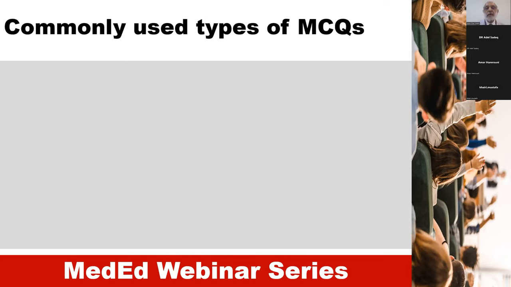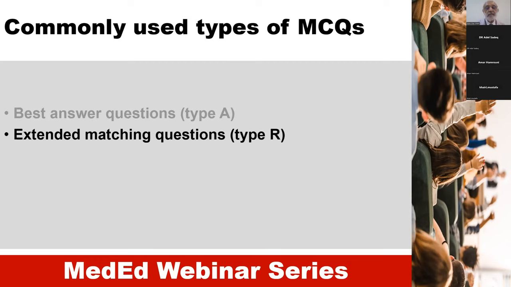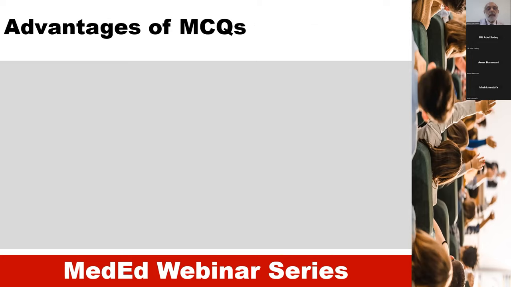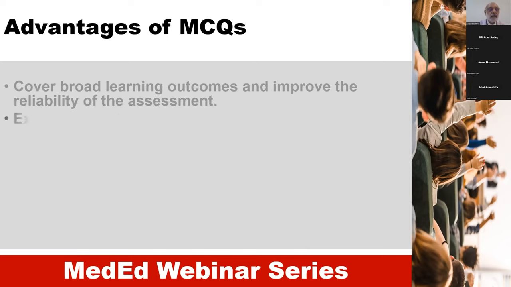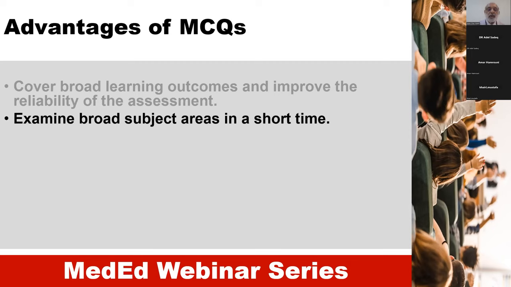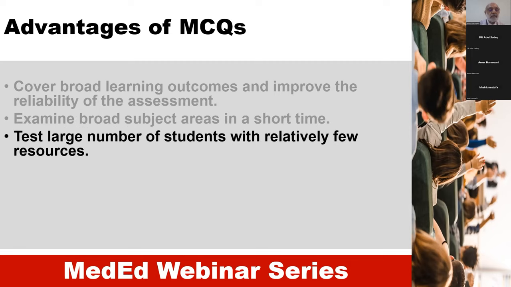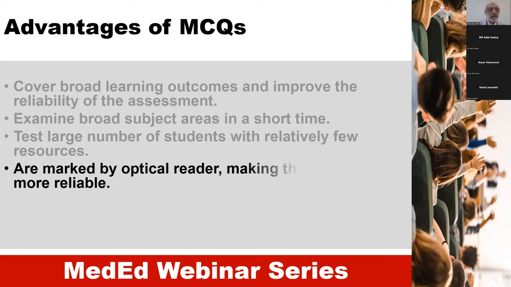The commonly used types of multiple choice questions are these two, best answer questions, or some people call it single best answer questions, and extended matching questions. And in today's session, we would be talking about these two types of multiple choice questions. Overall, the advantages of multiple choice questions are that they cover broad learning outcomes and improve the reliability of the assessment. MCQs examine broad subject areas in a short time. They test large number of students with relatively few resources.